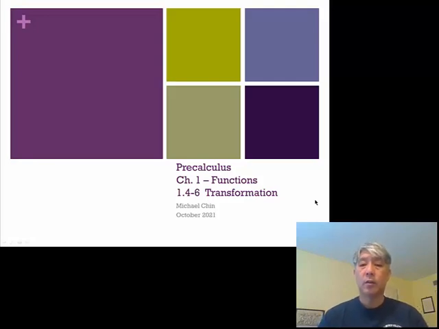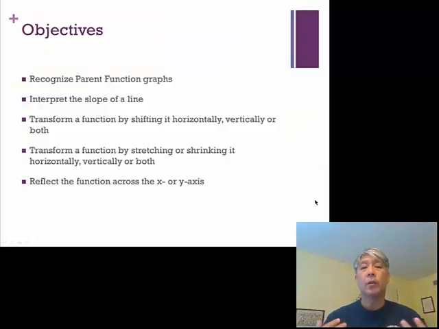Hi, this lesson starts chapters 1.4 through 1.6 of Precalculus. Primarily, we're going to be looking at parent function graphs. This is the first of two lectures, okay? So today we're pretty much just focusing on the various parent function graphs and interpreting the slope of a line. The second lecture will look at transforming functions by shifting it or stretching it, okay? And then we'll also do reflections.